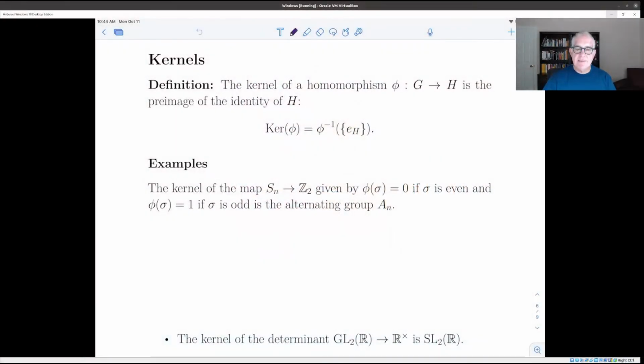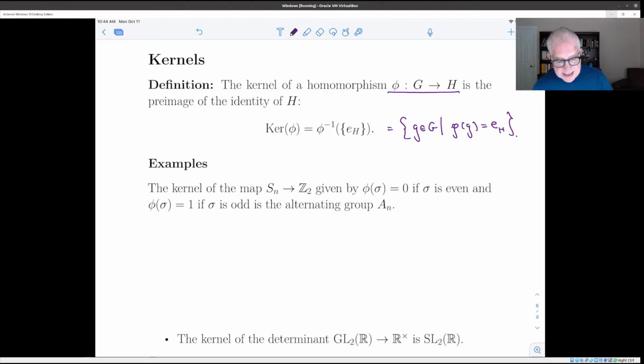Let me begin by restating the definition that I used a minute ago. If you have a homomorphism phi from one group G to another group H, its kernel is the preimage of the identity of H. So it's the set of g in G such that phi of g is e_H. It's the set of things which map to the identity. Let's look at some examples of this.